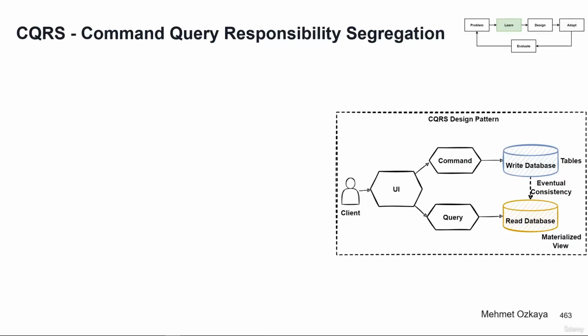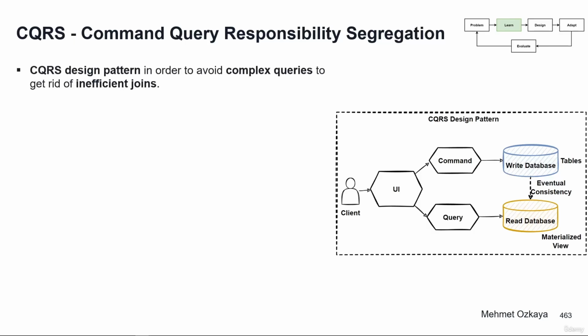In this video, we are going to learn the CQRS design pattern, which is the Command Query Responsibility Segregation pattern. CQRS is one of the important patterns when querying between microservices. We can use the CQRS design pattern in order to avoid complex queries and get rid of inefficient joins.